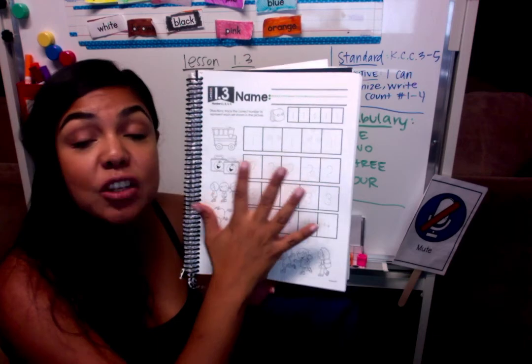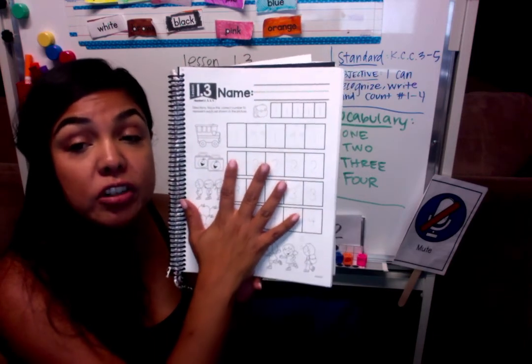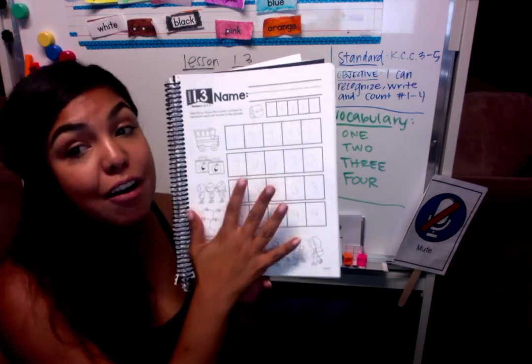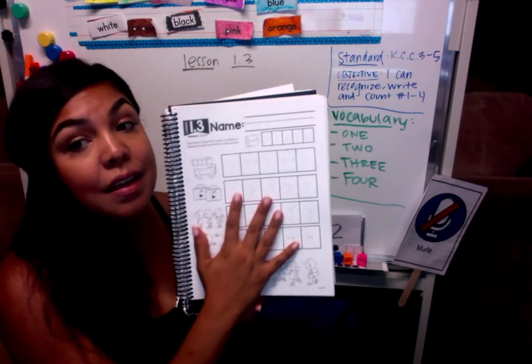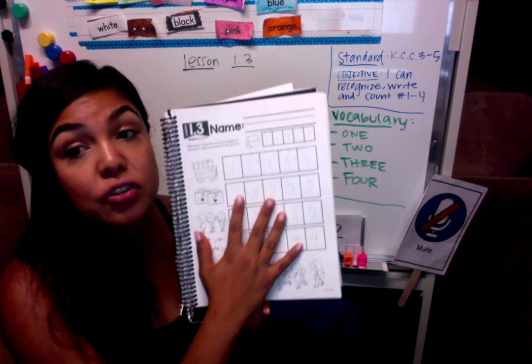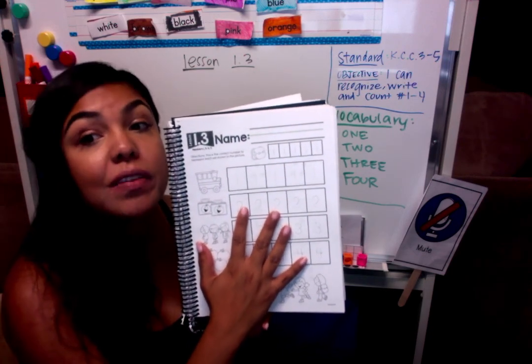When you are done, you will take a picture of this worksheet and you will send it to me on Seesaw so that I know you've completed the lesson for 1.3. Okay, make sure you send me a picture so I can give you credit for 1.3.